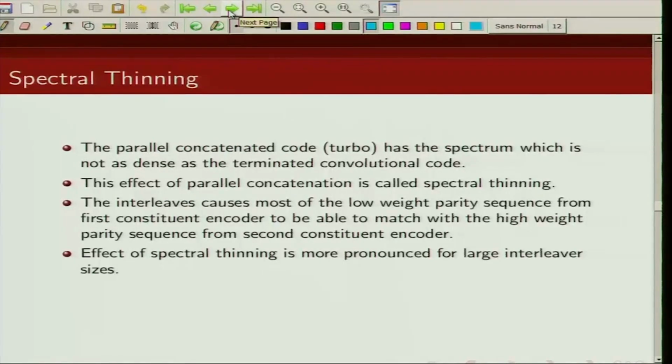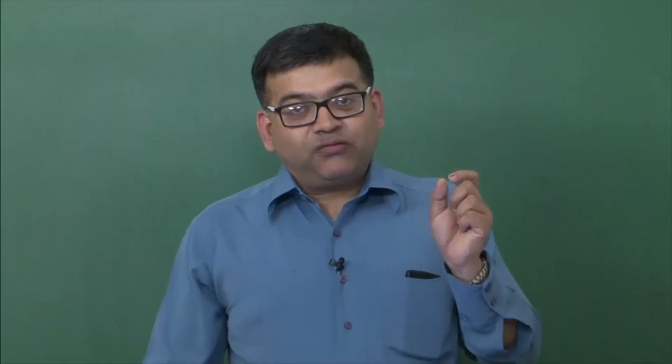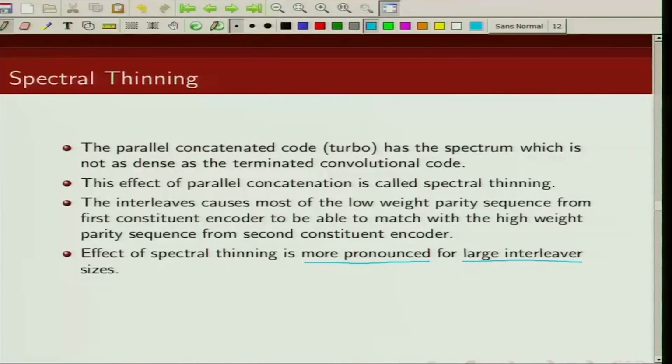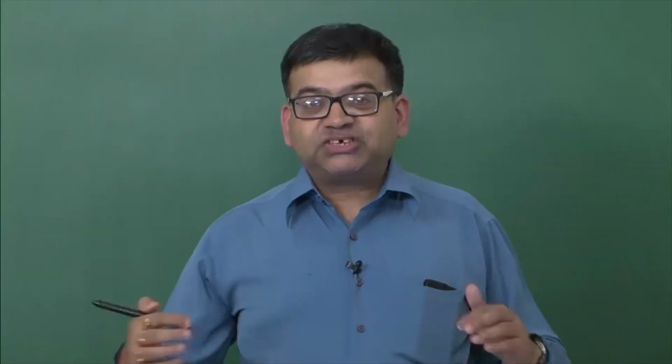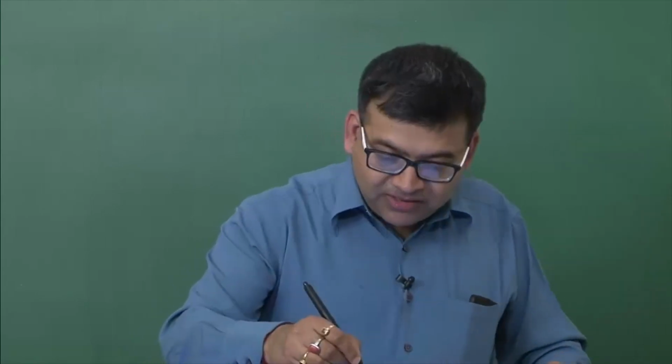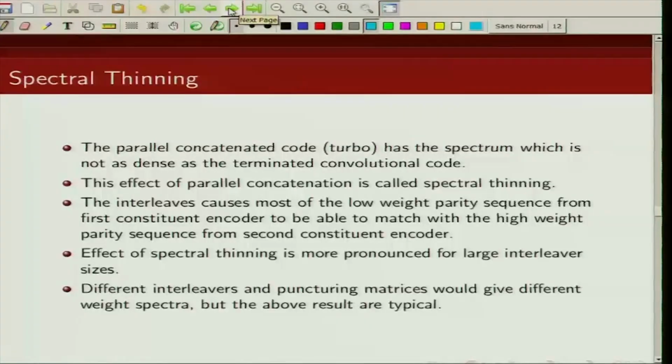We just showed the effect of spectral thinning with the help of a very small interleaver size of 16. This effect is more pronounced if we take larger interleavers. If I take an interleaver size of 100, 1000, or 10,000, you will see a much more pronounced effect of this spectral thinning. Different interleavers and puncturing patterns would give different weight spectra, but this result is very typical of turbo codes.